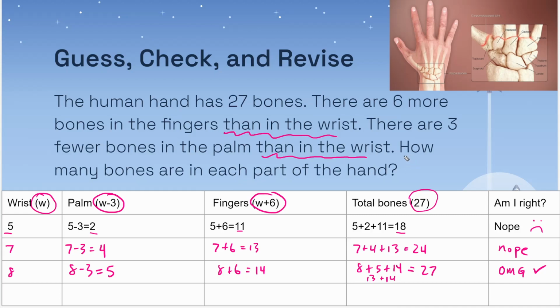What is the question? Because we've done this work, a lot of times students will just stop working because they found what they think is the answer. But let's go back. How many bones are in each part of the hand? Oh, I guess we did answer that. In the wrist, there's 8. In the palm, there's 5. In the fingers, there's 14. That is the answer. 8 bones, 5 bones, 14 bones in those parts of the hand.